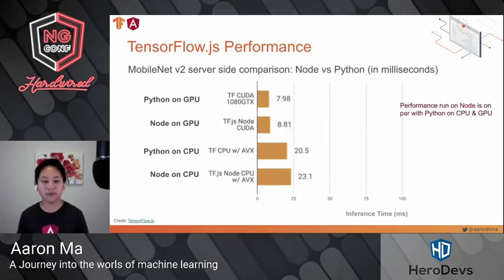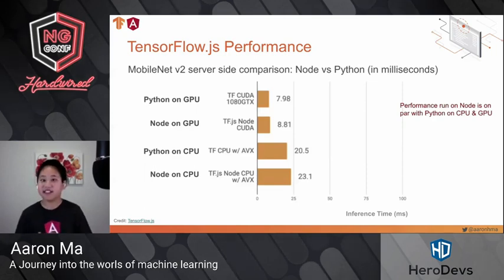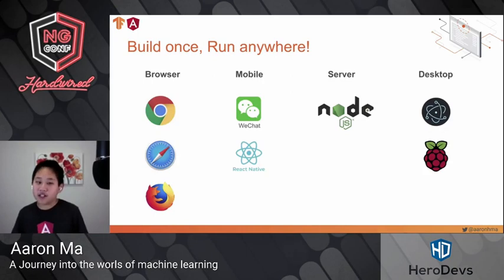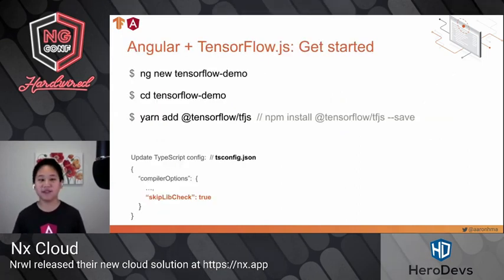How about on the server side? Well, Node on CPU is around 23 milliseconds of inference time, while on a GPU, it's around 9 milliseconds. The performance run on Node is on par with Python on both CPU and GPU. In fact, in some cases, it's even faster than the native TensorFlow. Once you write your TensorFlow.js code, it can run anywhere: on a modern browser, mobile device, Node.js, and also Electron and Raspberry Pi for Internet of Things. It truly is a build once, run anywhere philosophy.